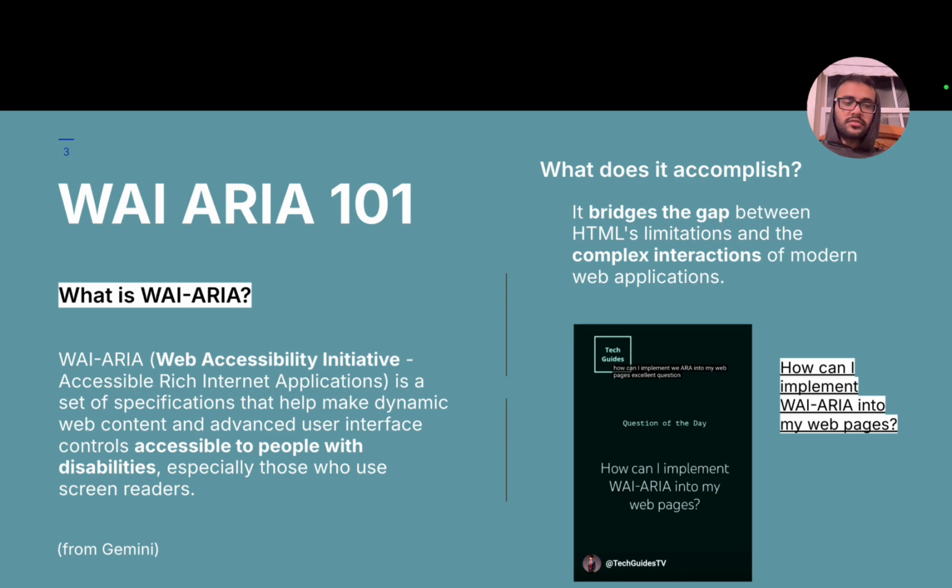And this is the definition from Gemini, and the folks over at Google, they're pros at accessibility because they kind of designed the Chrome browser and large parts of the internet. And this specification, the WAI-ARIA, is sort of the guideline when it comes to screen readers and web accessibility for folks with disabilities. So what does it accomplish? It bridges the gap between HTML's limitations and the complex interactions of modern web applications.